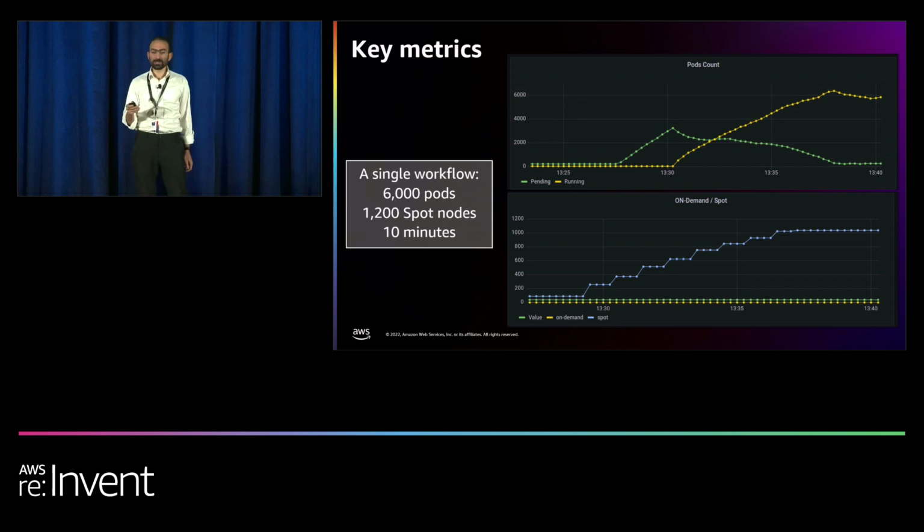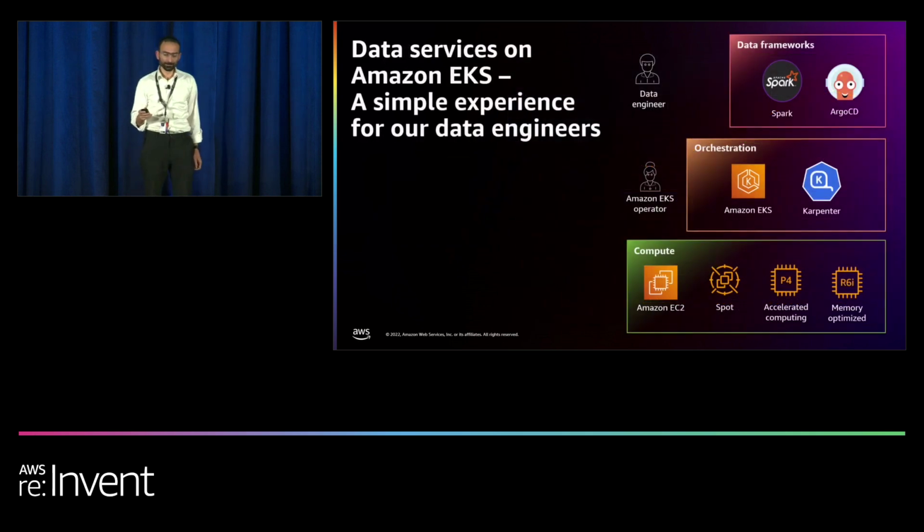Here we show the instance creation during one step of the Argo workflow, in which 6,000 pods were needed. It took under 10 minutes for us to acquire 1,200 worker nodes with 6,000 pods. All of the 1,200 worker nodes were low-cost spot instances.